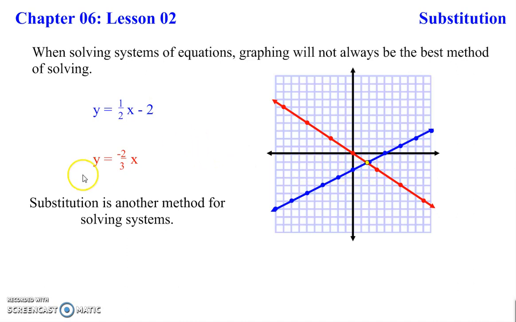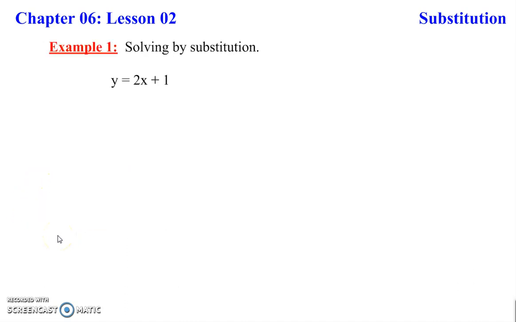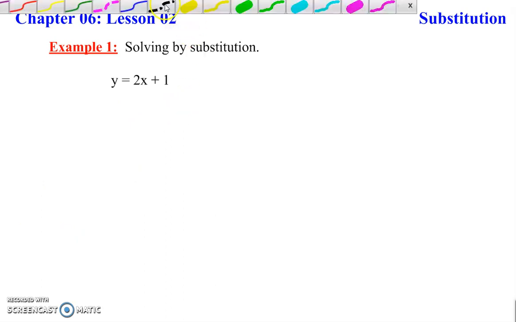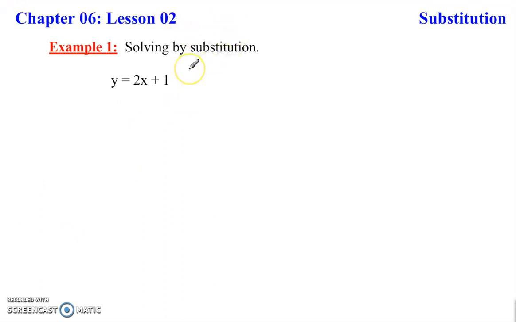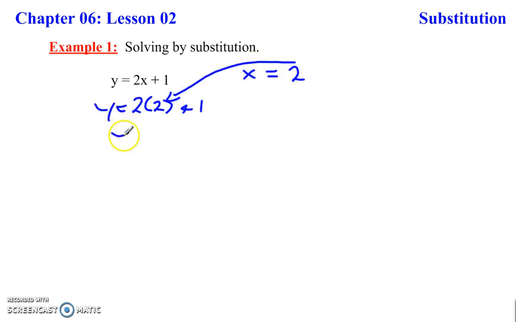Okay, so another way that I can solve is by substituting. Substitution basically means if you know what one of the variables is, you can replace one of the variables. So if I know, for example, that x equals 2, then I can substitute 2 in for x right there, plus 1. And then I get y equals 4 plus 1, which is y equals 5, if I know that x equals 2.